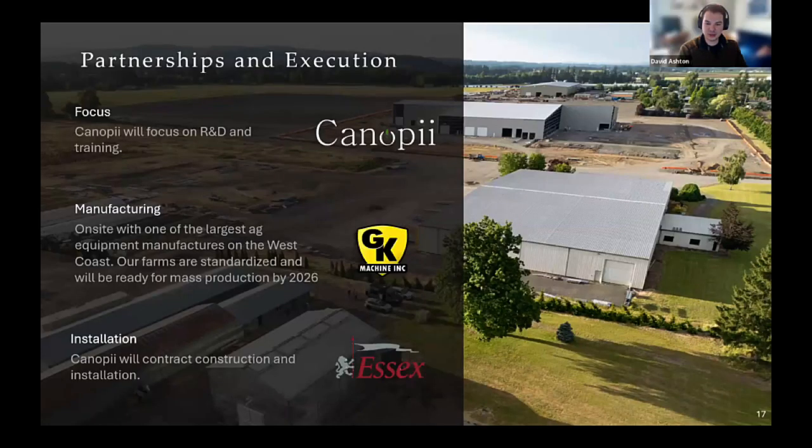And so along this way, we've created lots of partnerships. As I mentioned before, our company Canopy will only really focus on R&D and training. So always be introducing new crops, always making new adjustments and honing our technology, and then also training individuals to maintain these farms with a hub and spoke type model.